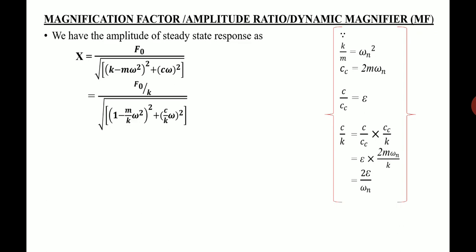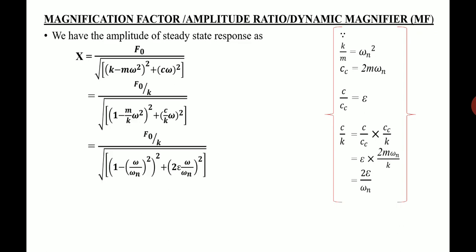Now into Cc, for Cc we are going to substitute 2m omega n divided by k. So epsilon into m by k, which is 1 by omega n square, so that becomes 2 by omega n. So this equation becomes 2 epsilon divided by omega n. Okay, so these two substitutions I am going to make in this equation. Instead of m by k I am going to write 1 by omega n square, and instead of c by k I am going to write 2 epsilon by omega n.